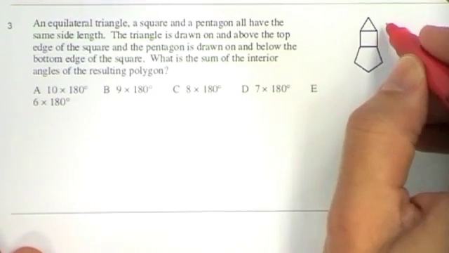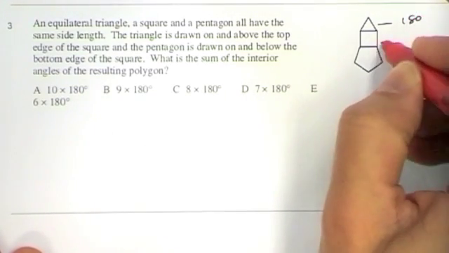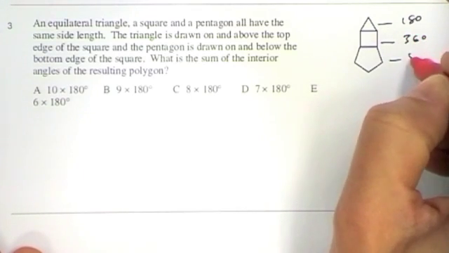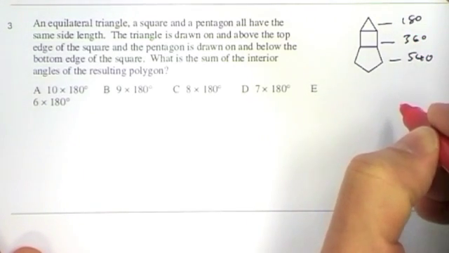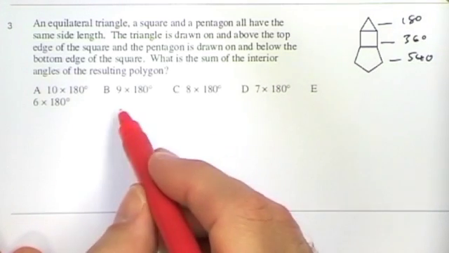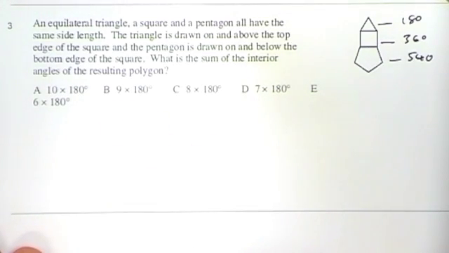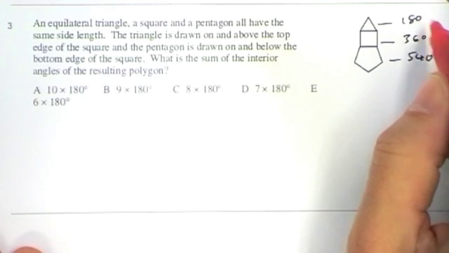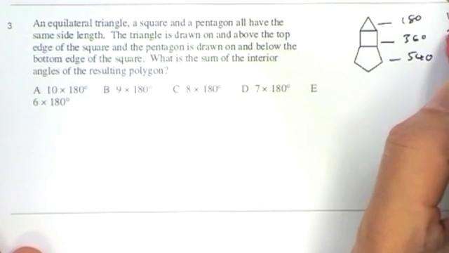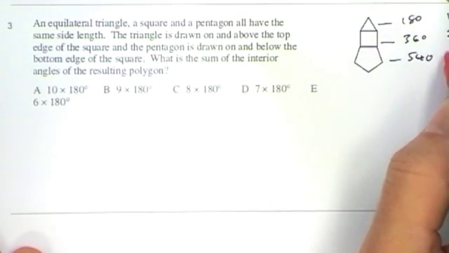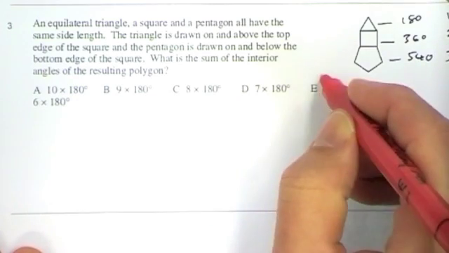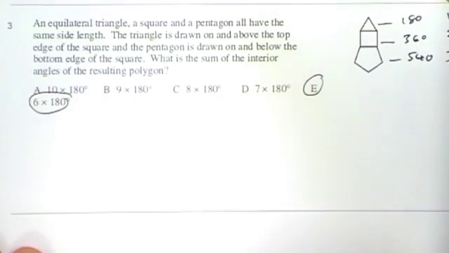I could just use the fact that I know that's 180, that's going to be 360, and that's going to be 540. Add them together, but the answers are in terms of times 180. Well, I suppose that's 1 times 180, that's 2 times 180, and this is going to be 3 times 180. That makes a total of 6 times 180, which is answer E.